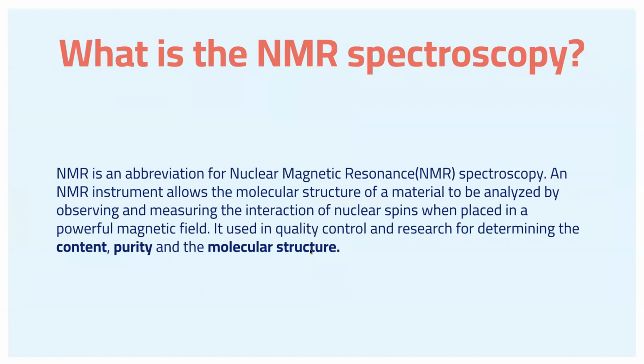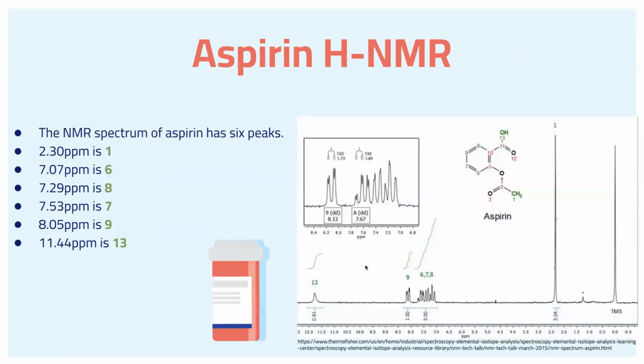Let's move forward. What is NMR spectroscopy? Maybe you are wondering what that means. It's an abbreviation for nuclear magnetic resonance spectroscopy. Nuclear magnetic resonance is an analytical chemistry technique used in quality control. The NMR instrument allows the molecular structure of a material to be analyzed by observing and measuring the interaction of a nuclear spin when placed in a powerful magnetic field. It's used for quality control and research to determine the content, purity, and the molecular structure of any compound.